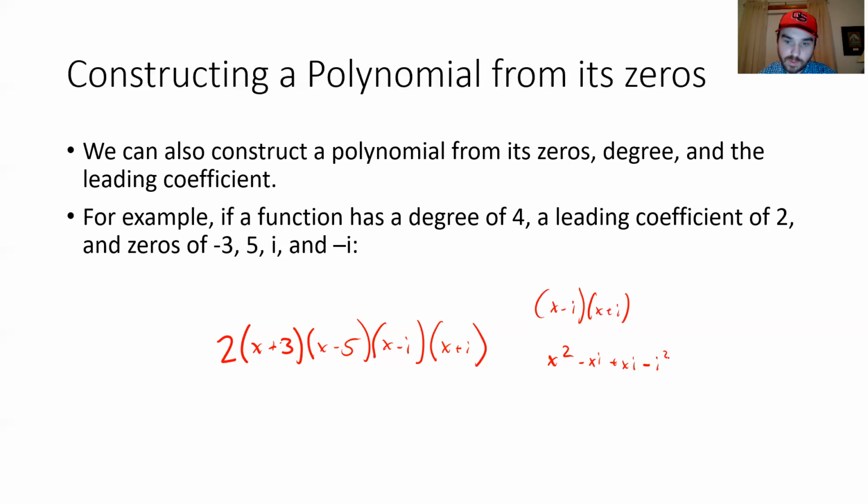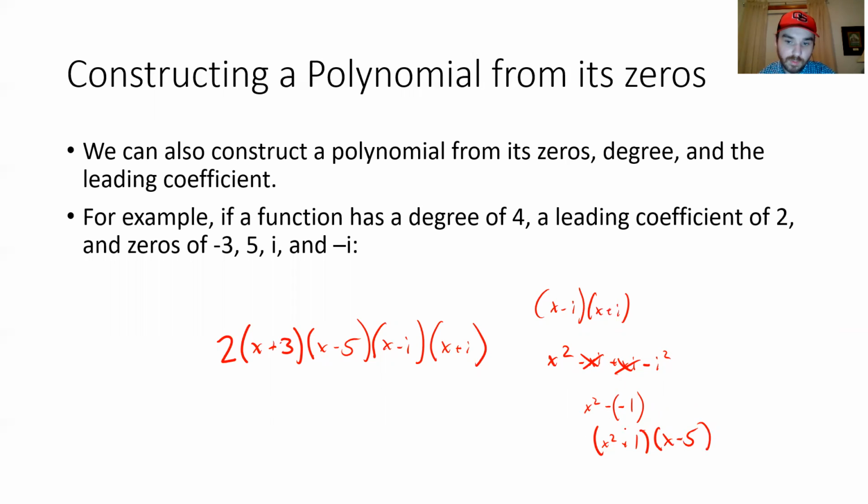minus i squared. Now, minus xi plus xi, these cancel. So we're left with x squared minus i squared. We know that i squared is equal to -1. So we have x squared minus -1, which is x squared plus 1. So now we're going to bring in this x minus 5 term. So we've got x squared plus 1 times x minus 5.